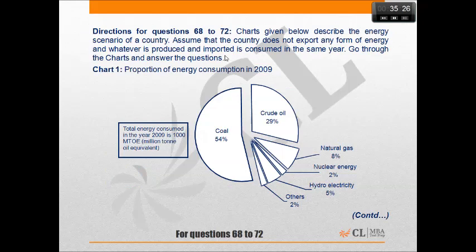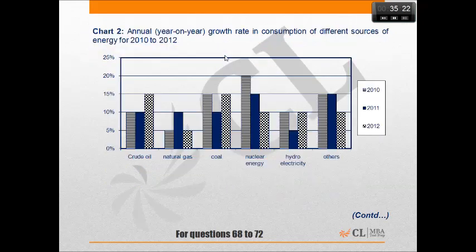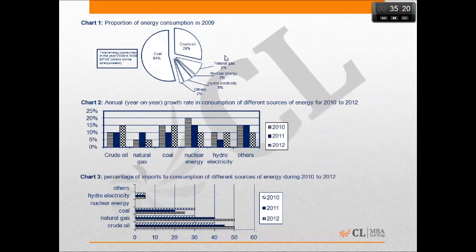So I'm noting down 65 on a rough sheet of paper for myself. And the last one. Okay. So I have portion of energy consumed in 2009, annual year growth rate of consumption of different sources of energy, and imports to consumption of different sources of energy, with 3 different charts.